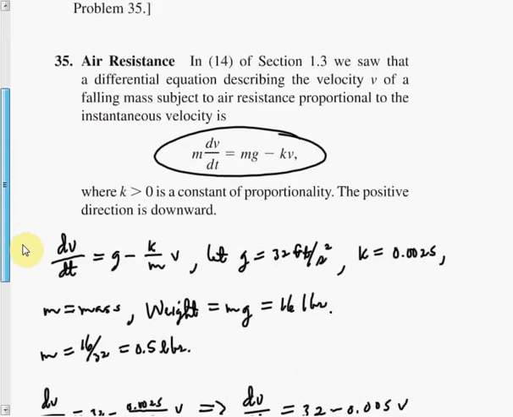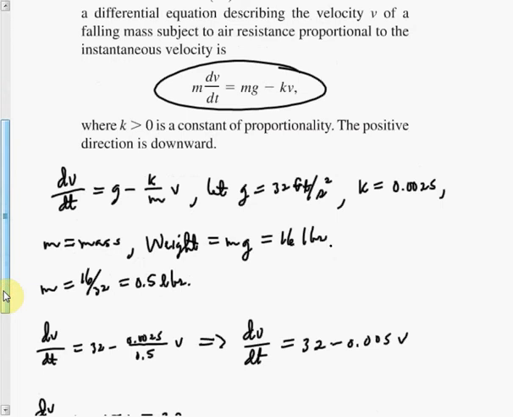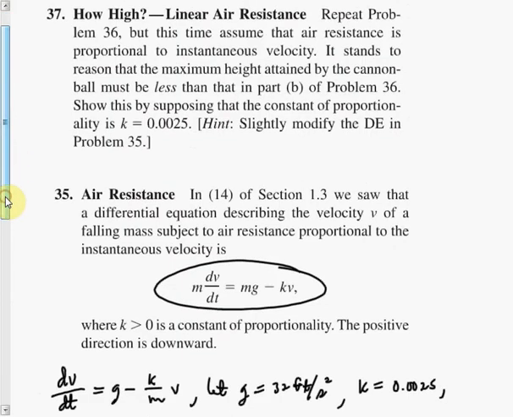They give us some of the particulars, and I want to say it's number 36, where they tell us that the initial velocity is 300 feet per second. And for number 37, you want to calculate the maximum height attained by the cannonball, which must be less than what you got in part B of problem 36. Okay, and we got around 1,400 feet for that one. So let's see if we can calculate that.